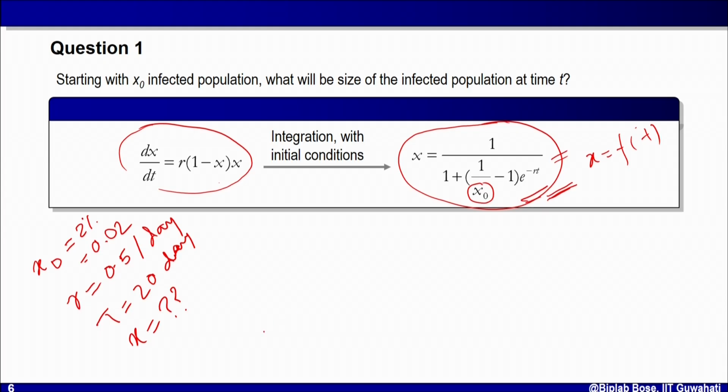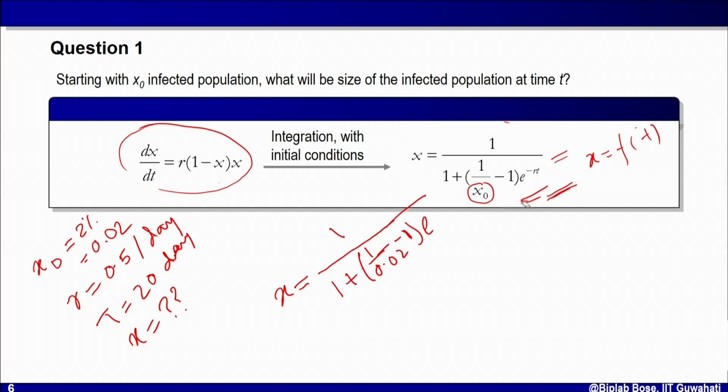So, in this case, it will be x equal to 1 divided by (1 plus (1 divided by x naught, here 0.02, minus 1) into e to the power minus, the rate is 0.5 into 20).